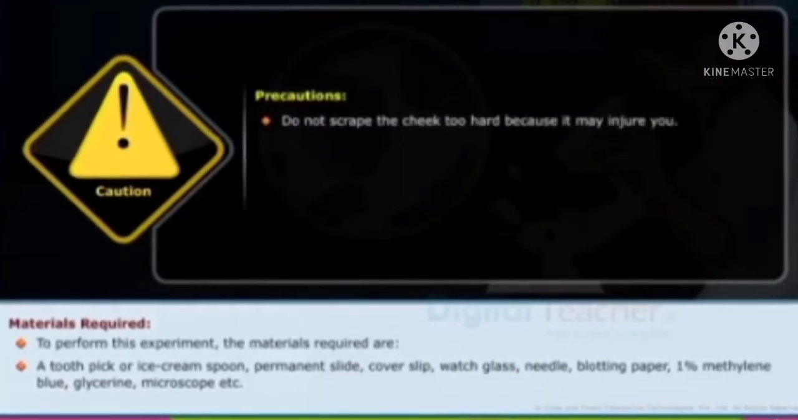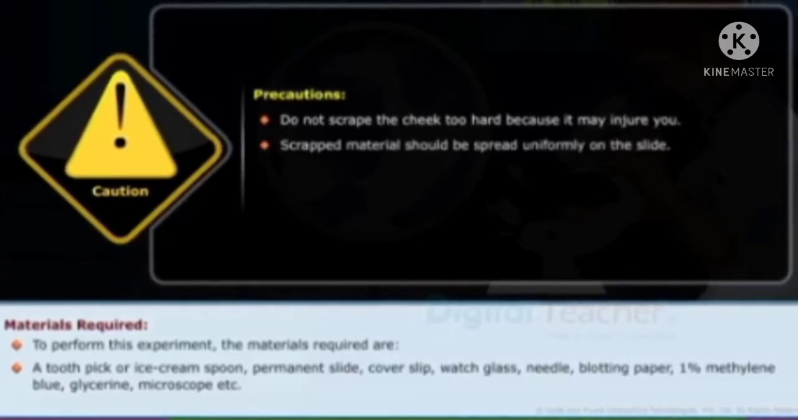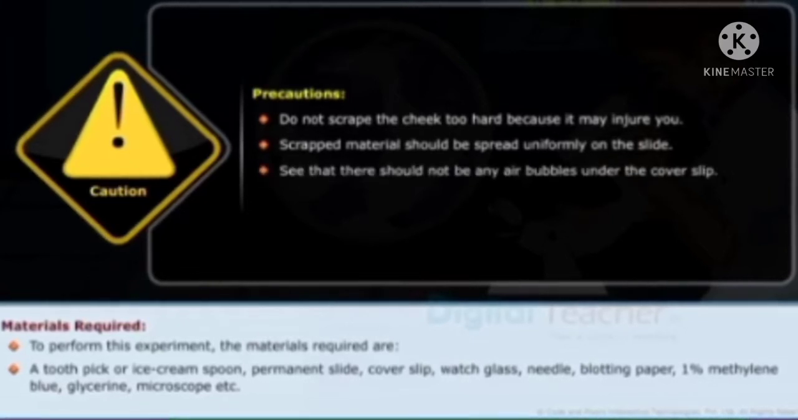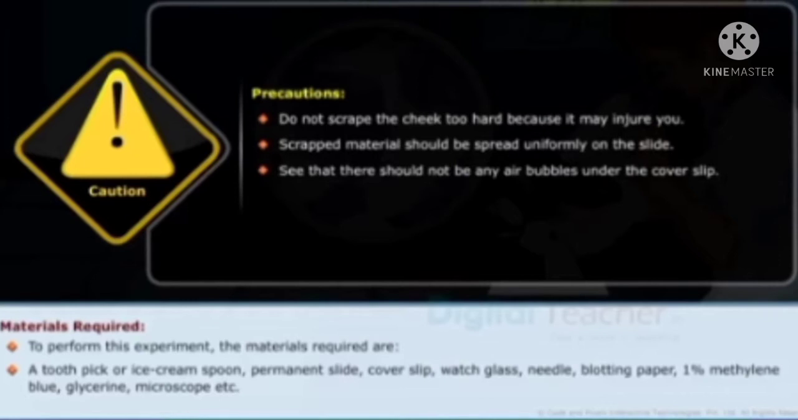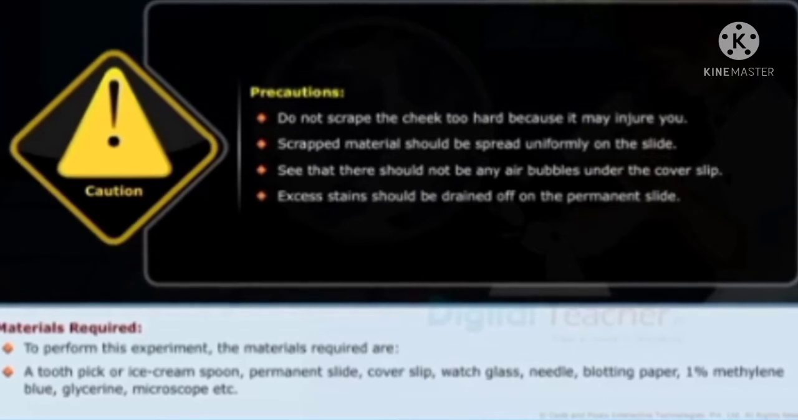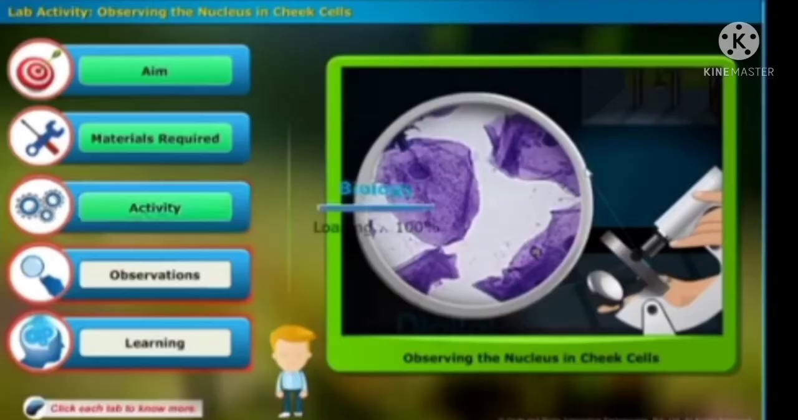Before doing the activity, we must follow the precautions. The first one is do not scrape the cheek too hard because it may injure you. Scraped material should be spread uniformly on the slide. See that there are no air bubbles under the cover slip. Excess stain should be drained off the permanent slide.